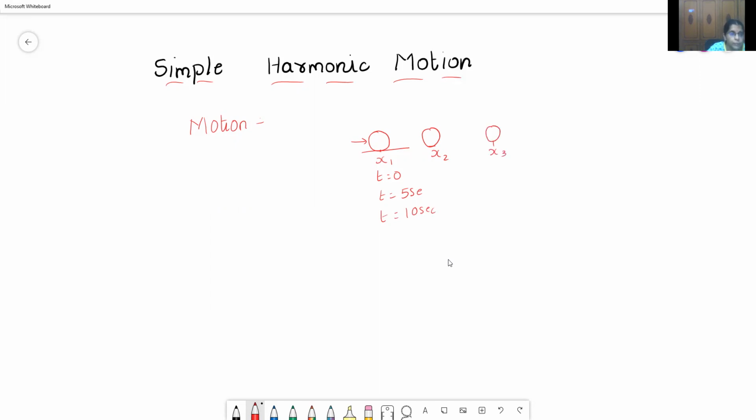The position of the body is changing with time. Then we say that the body is in motion. So a body is in motion if its position changes with time. So now we understand what motion is. Rest means its position does not change, so it is at rest.